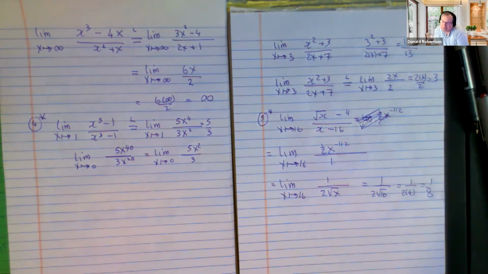I'm not sure that's that quick. Would you agree the conjugate method probably would get the answer almost as quickly? But L'Hospital does do conjugates, doesn't it? It handles square roots, which is nice.